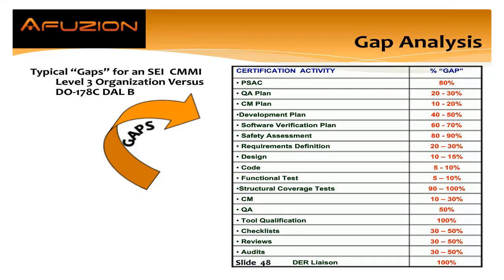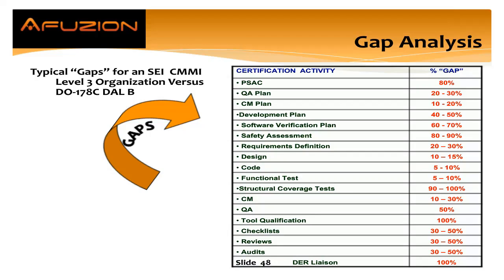Requirements definition, small gap, just more detail needed for high to low level transitions. Design, code, functional testing. There's gaps in there. Just go back to the previous 30 pages of these slides and you'll close those gaps. Structural coverage tests, a big gap, but Ingo in 5 minutes is going to show you how to close those. Finally, CMQA, tool qualification, a large gap. And then, of course, we need professional checklists, reviews, and audits. Those are the key gaps, and that summarizes where they were.